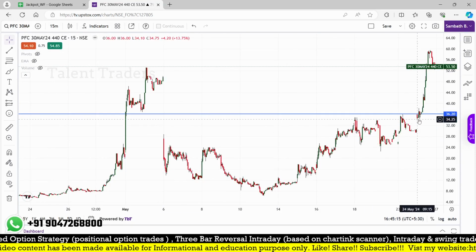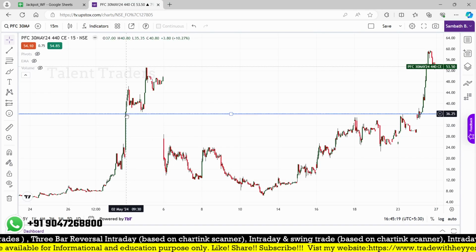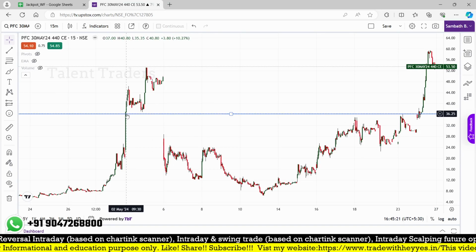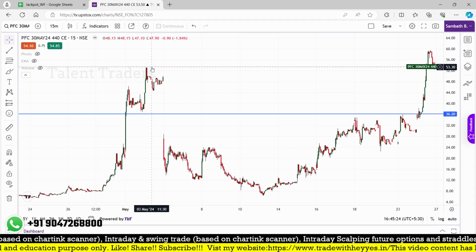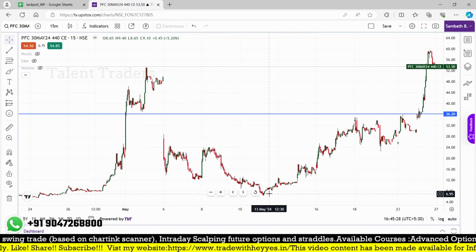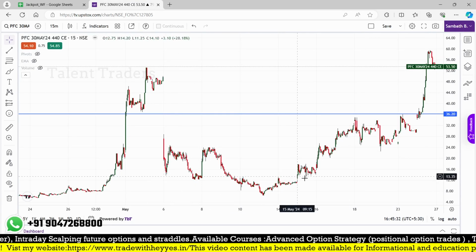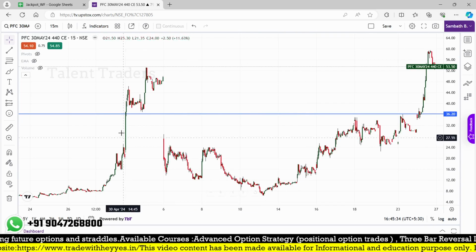But we are not focusing on this trade because it is an already targeted trade. This happened on the 2nd of May. On 2nd May itself we got an opportunity and it went up to 53, so almost our target was achieved. Then it came down almost to 6 rupees, and from 6 rupees it again went up to 59 rupees. We are not following the stock because we are done with it.